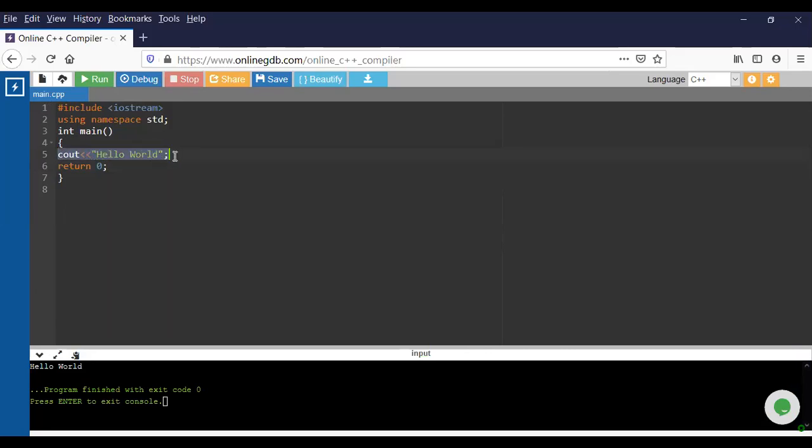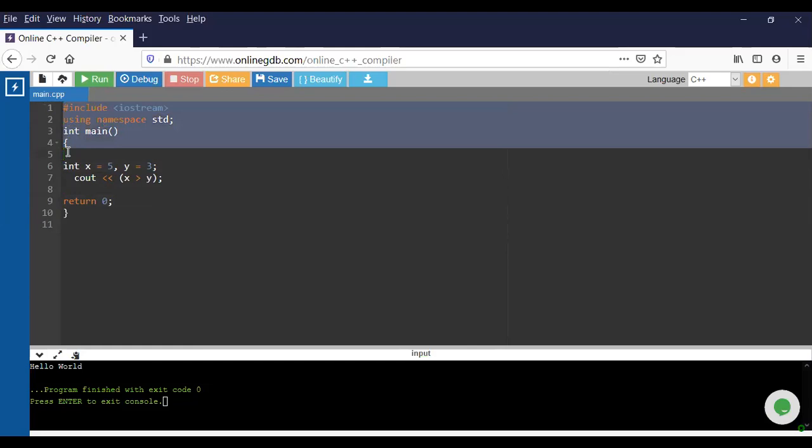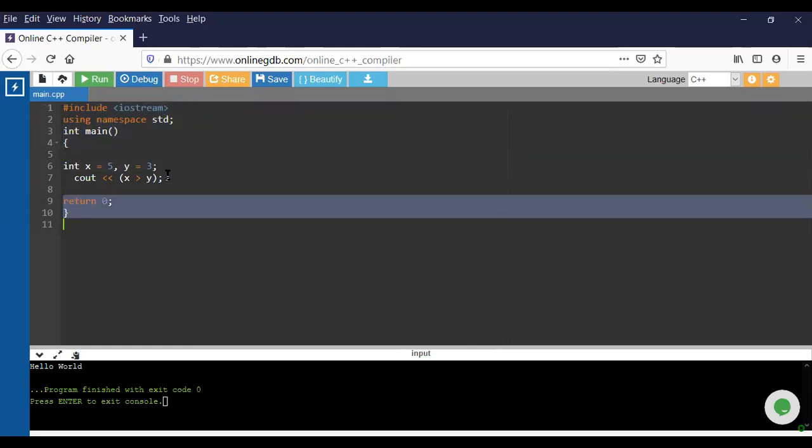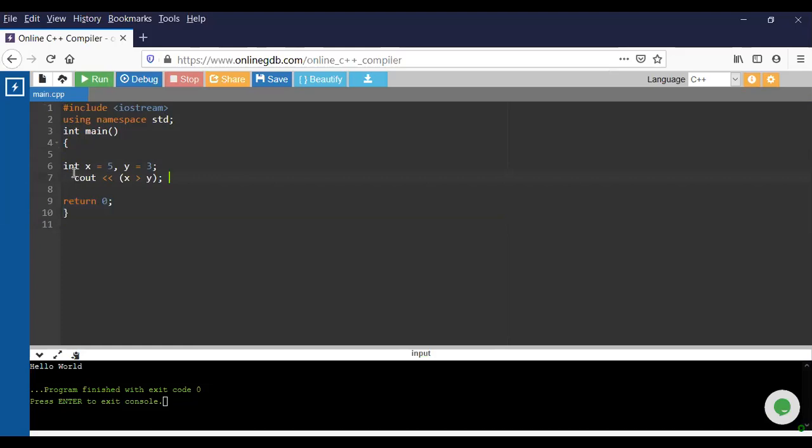We declare the integers x and y. If you want to put the space, no problem. All programs have the same lines; only this part changes now. The reason is that I have a value of x equal to 5, and y has 3. These are integers. And then the output checks whether this condition is true or not. If true, the result will be 1. If false, the result will be 0.